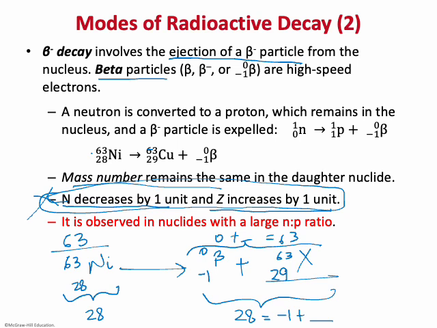But where do you find this decay? It is observed in the nuclides with a large N to P ratio. Most of the time, N over P, N meaning neutrons over protons. If this ratio is really high, it undergoes beta decay.